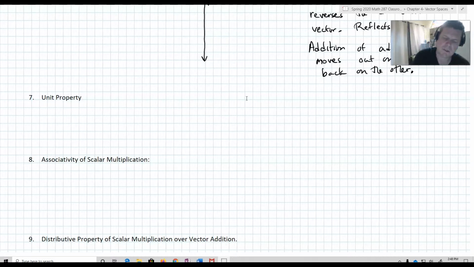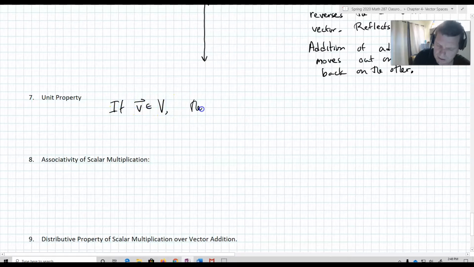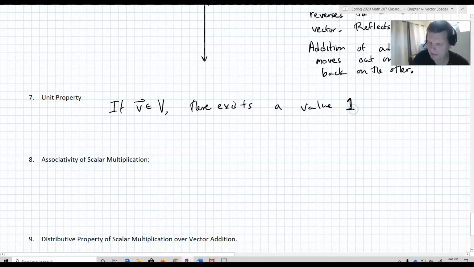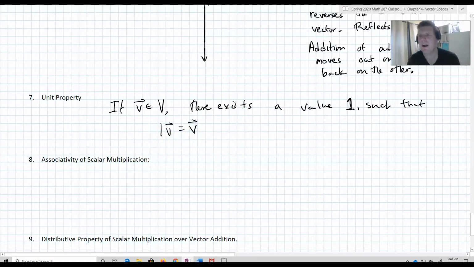Okay, the first one's the unit property. If v belongs to V, there exists a value, call it 1, call it a multiplicative identity, such that 1 times v just equals v, right? So there's some scalar that we can multiply v by in order to get v back. In the case of the real numbers, it's 1. Go figure that out, okay?